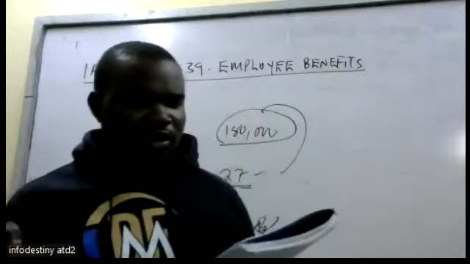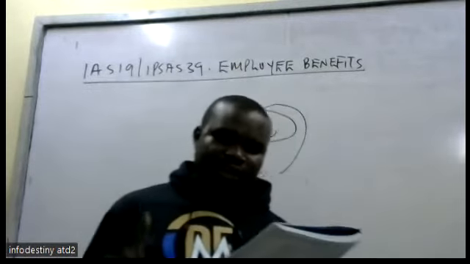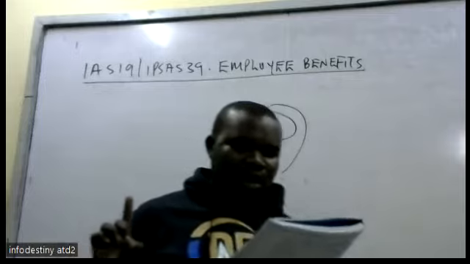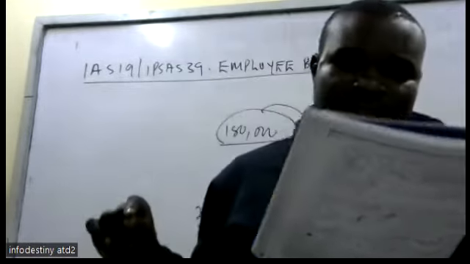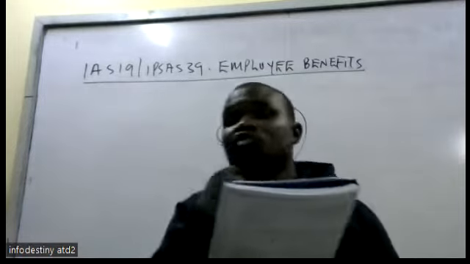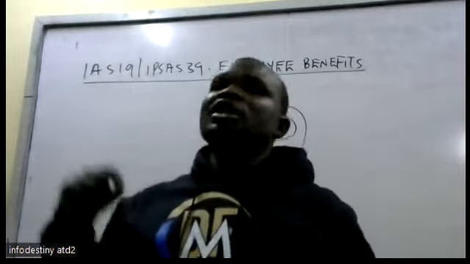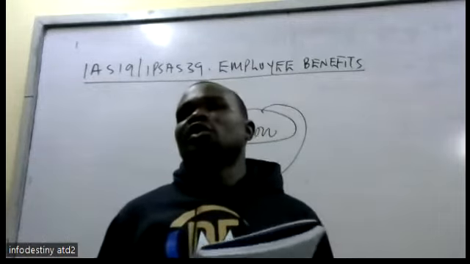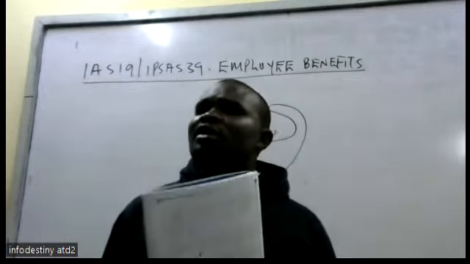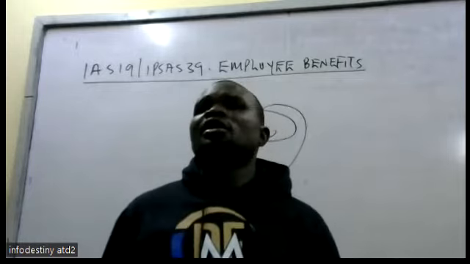Current service cost is the increase in the present value of the defined benefit liability resulting from employee services in the current period. Current service cost is the cost the employer incurs to service the scheme during the current period.